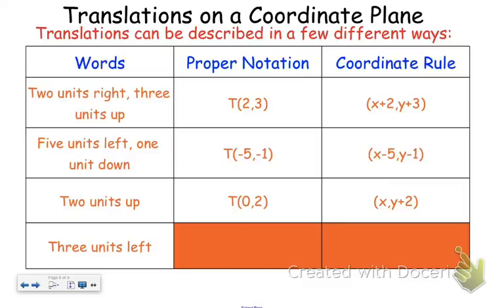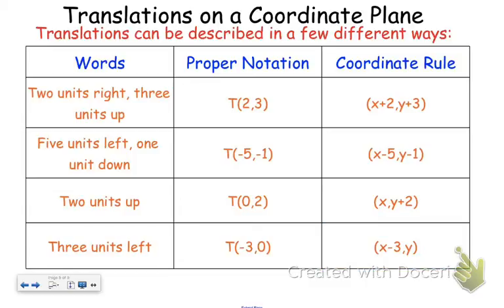Similarly, in the last example, 3 units to the left. So if we are only moving to the left, we are not going to be moving up or down at all. So our y value would not be affected in this case. So we are subtracting 3 from every x, and we are leaving the y value alone. You could say that you are doing y plus 0, and if you're adding 0 to a number, you are not changing its value.